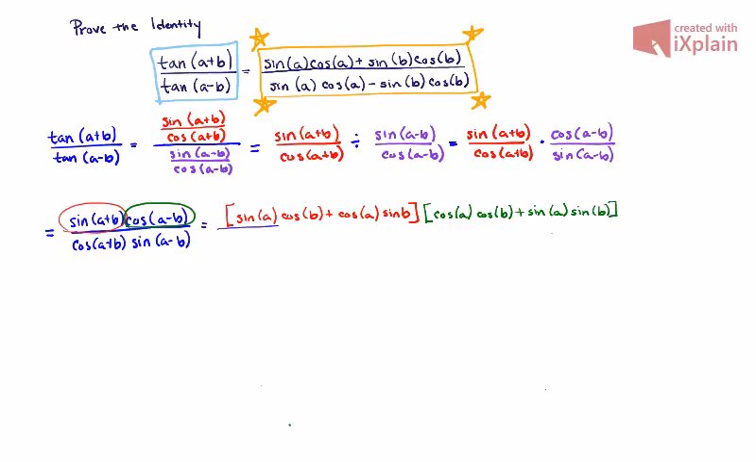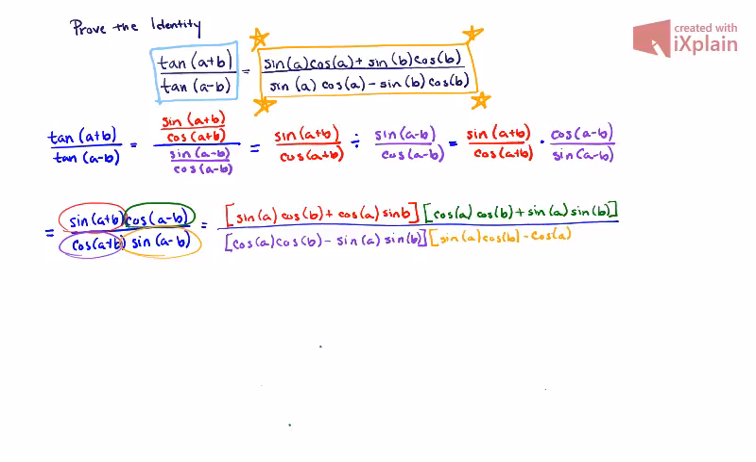Okay? Now, we're going to go ahead and do the cosine of a plus b. That's going to become the cosine of a times the cosine of b minus the sine of a times the sine of b. And lastly, we're going to do the sine of a minus b. That's going to be the sine of a times the cosine of b minus the cosine of a times the sine of b.